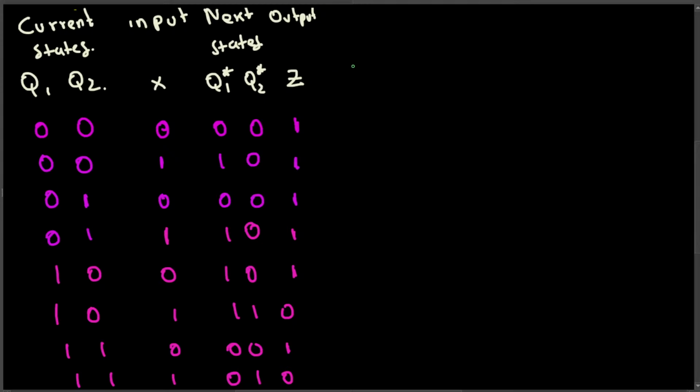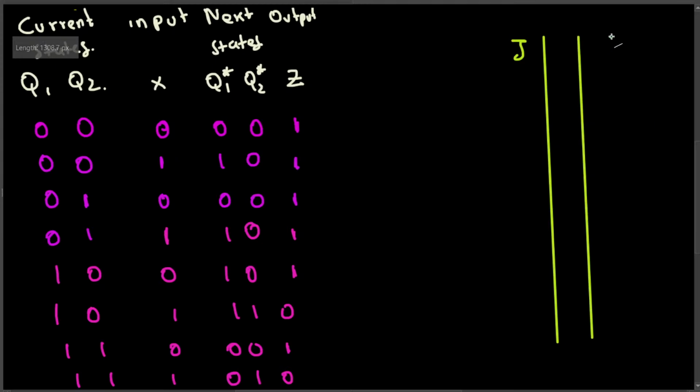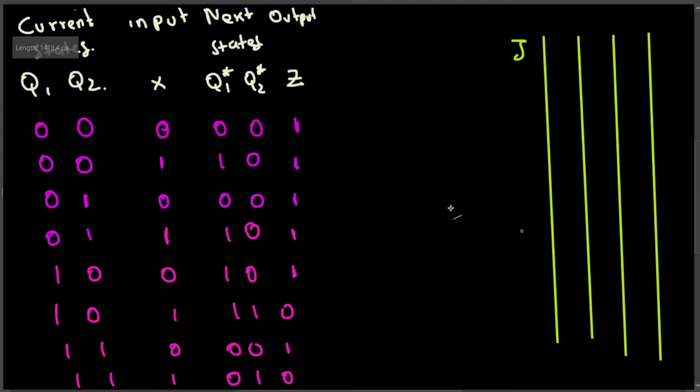Then we can combine with this one, because you have to understand the JK flip-flop behavior first in order to do this one. So let's write the JK flip-flop truth table first. JK flip-flop: J, K, and Q, and the next state.